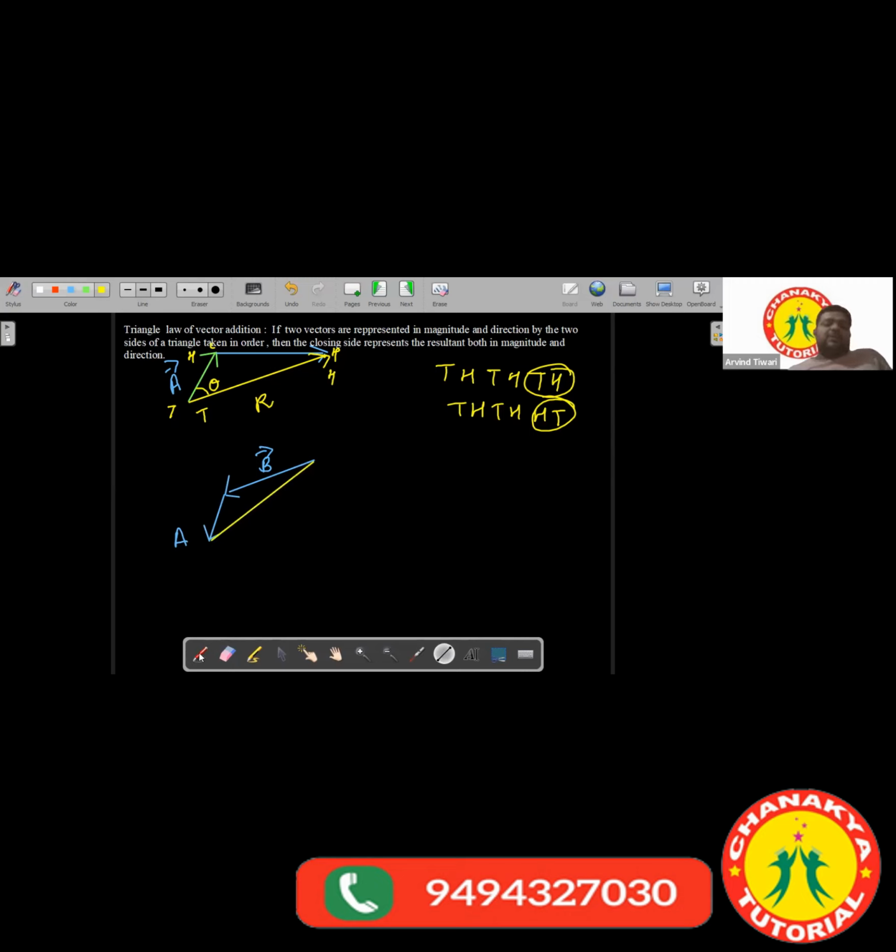Now, what should be the direction of the resultant vector? Should it be from bottom to top or top to bottom? Top to bottom. It should be from top to bottom. That means we have to take it in opposite order. So this line represents our resultant.